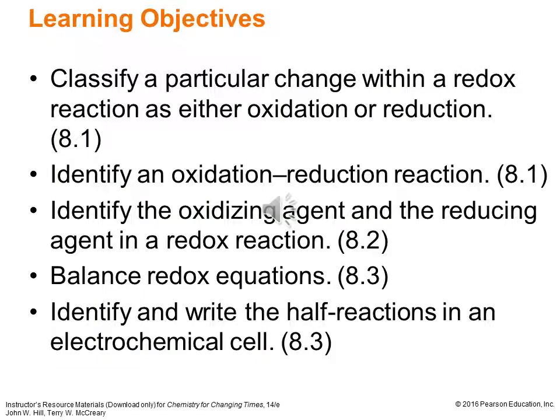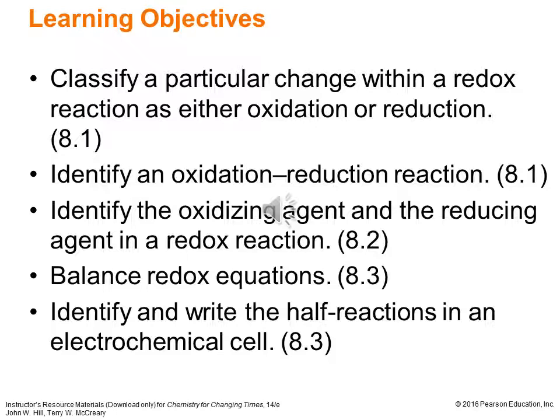For this chapter, our learning objectives include being able to classify a particular change within a redox reaction as either the oxidation or the reduction part of the reaction. We'll identify an oxidation-reduction reaction. We'll identify the oxidizing agent and the reducing agent in a redox reaction and understand the difference between the agent term and just the processes of oxidation and reduction. We'll be able to balance redox equations, redox again just a shorthand notation for oxidation reduction or reduction oxidation.